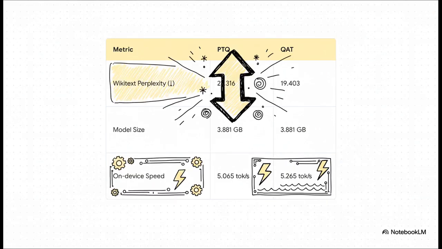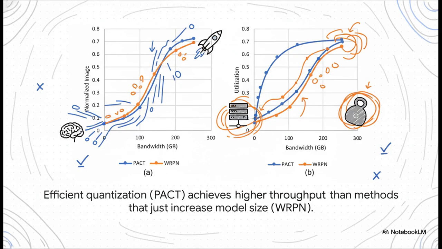But this is where QAT flexes its muscles. Check this out. The model size is the same, the speed is basically the same, but look at the perplexity score. Now, lower is better here. It basically means the model is less confused. The QAT version is way less confused. That extra work during training paid off big time, clawing back a ton of the accuracy that PTQ just left on the table.